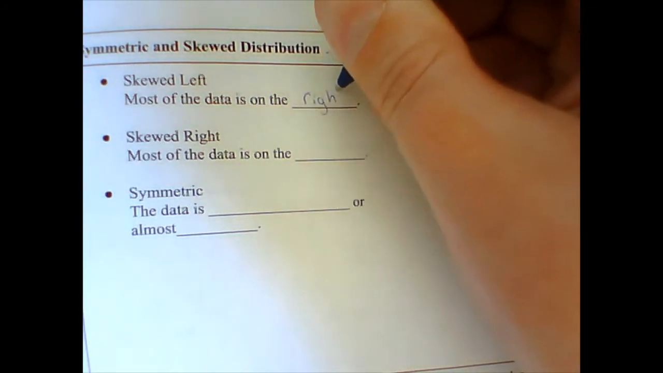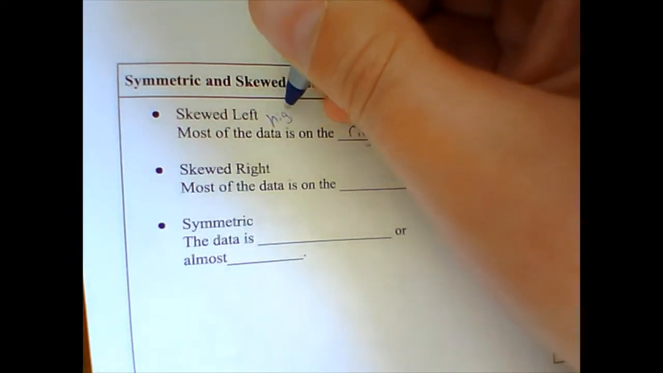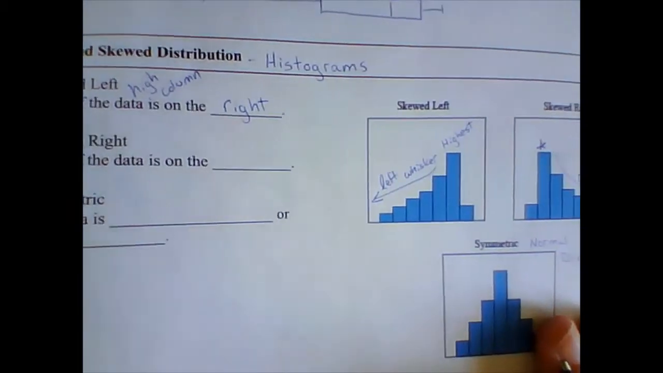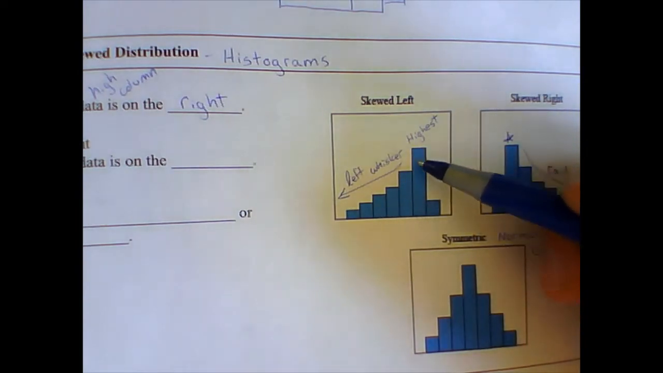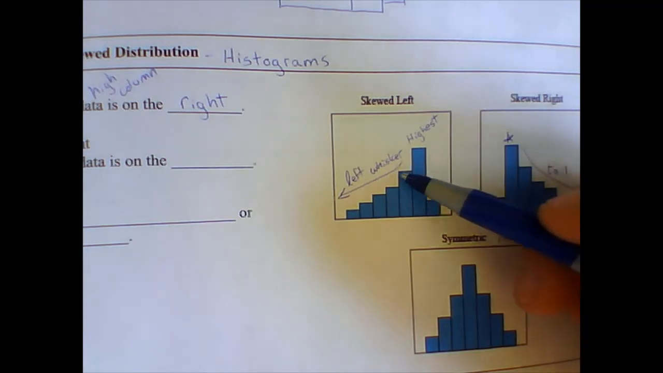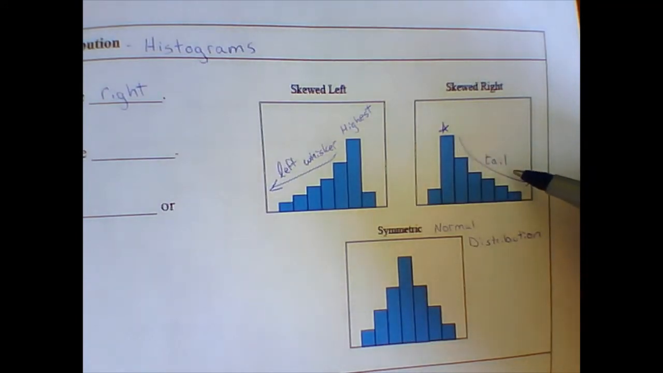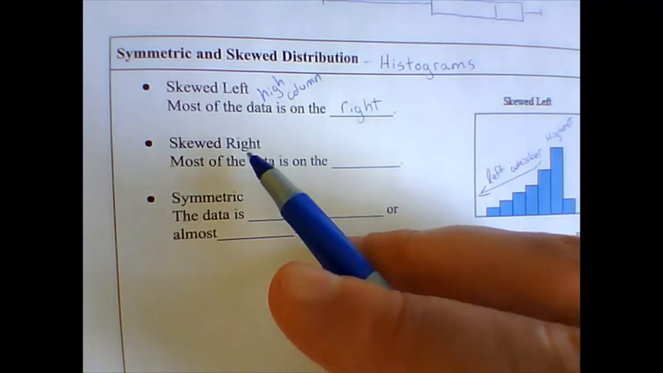Okay, so for skewed left, most of the data actually ends up being on the right because most of the data is in that really tall tower, so the highest column. Okay, so we're looking back at our pictures. This highest column, there's a ton of data right there. So that's actually where most of the data is. And it's kind of on the right side. And then there's that tail going off to the left. And you name it after the tail.